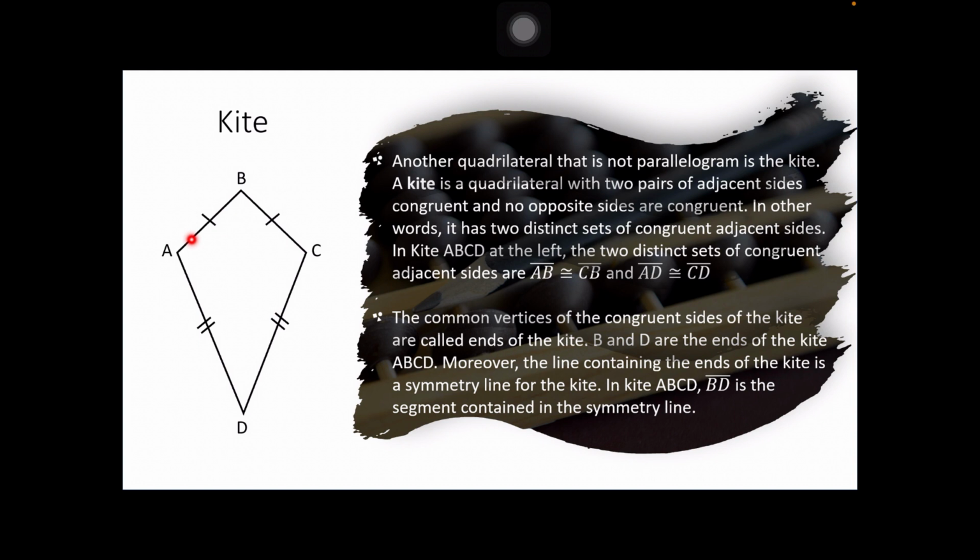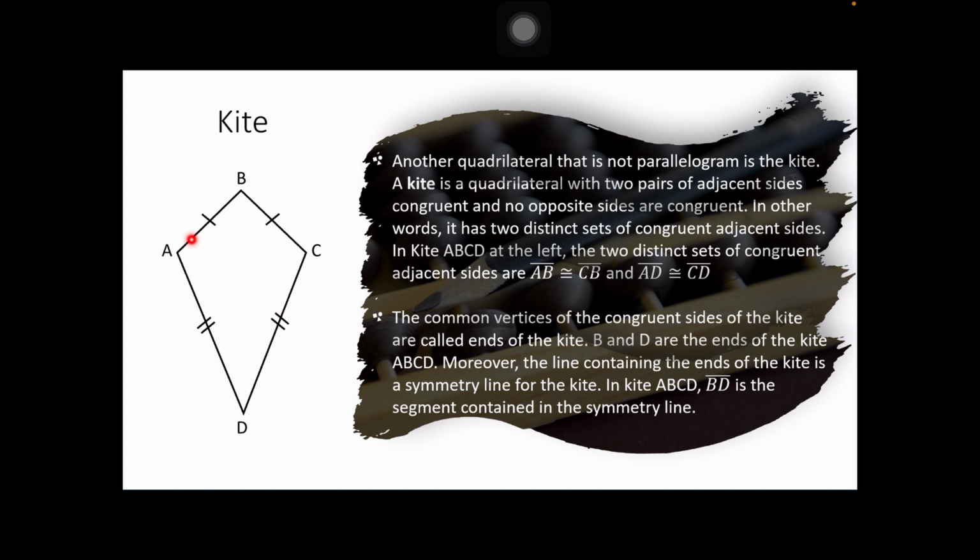Another quadrilateral that is not a parallelogram is the kite. A kite is a quadrilateral with two pairs of adjacent sides congruent, and no opposite sides are congruent. In other words, it has two distinct sets of congruent adjacent sides.